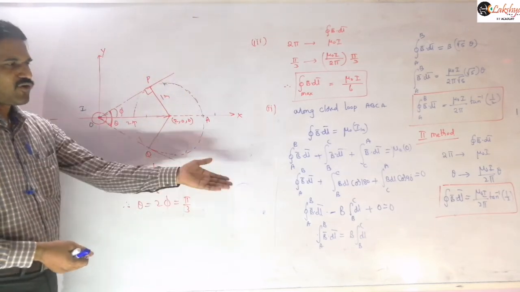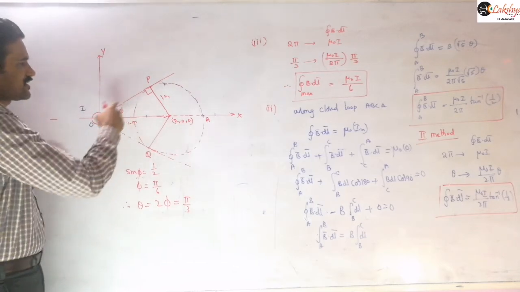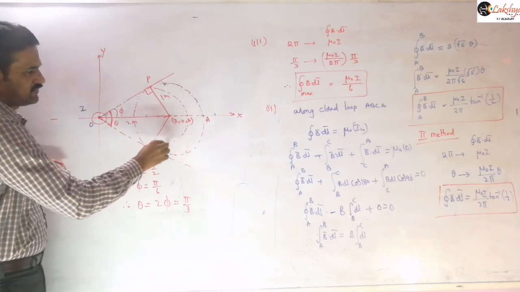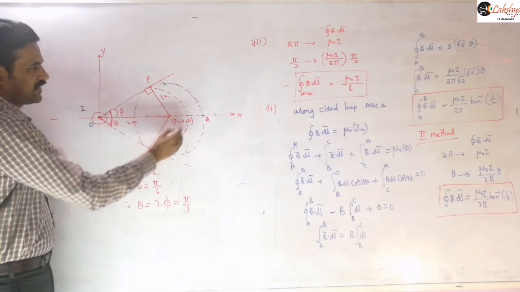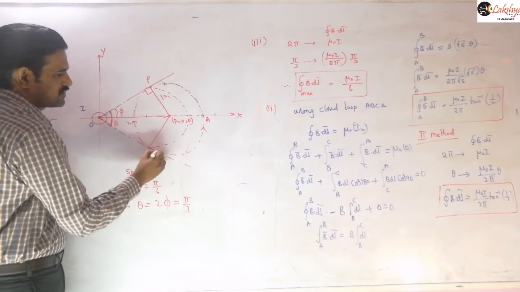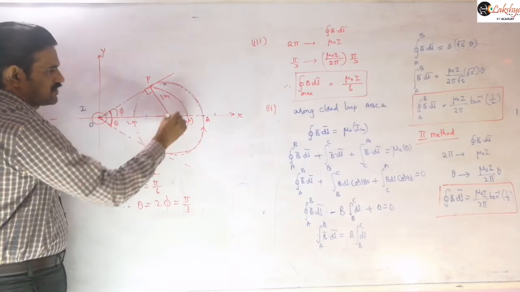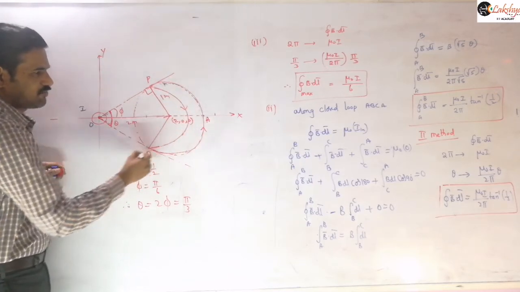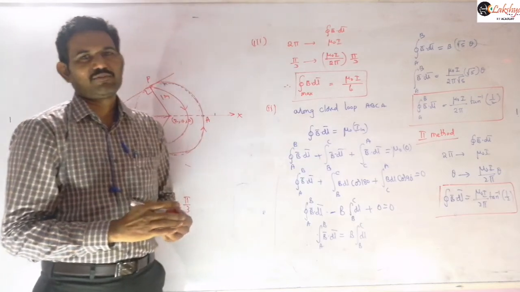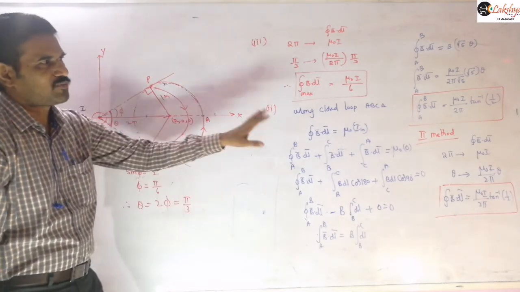Otherwise, if you are following this method, then you need to take this distance as a radius. Then you need to take another circle here like this, and another circle here. Then along this path you may follow, and then you should come back like this to get a closed path. You should assume a closed loop like this, and then calculate the maximum magnetic field. In that case also the procedure will be the same.